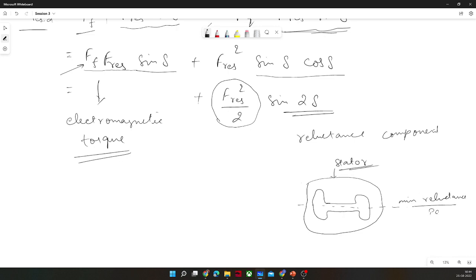Minimum reluctance path. And a minimum reluctance path is known as the d-axis. And this is the maximum reluctance path. The air gap is huge. And due to this gap, the reluctance torque generates. So why, due to this gap, does reluctance torque generate?